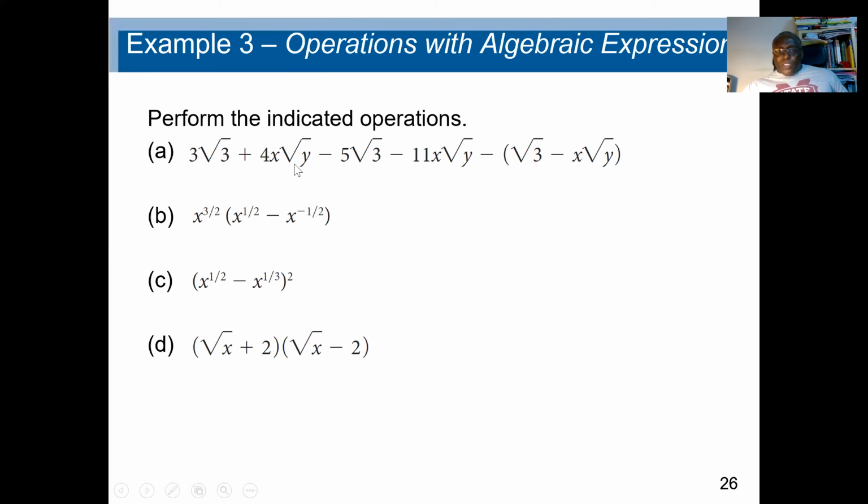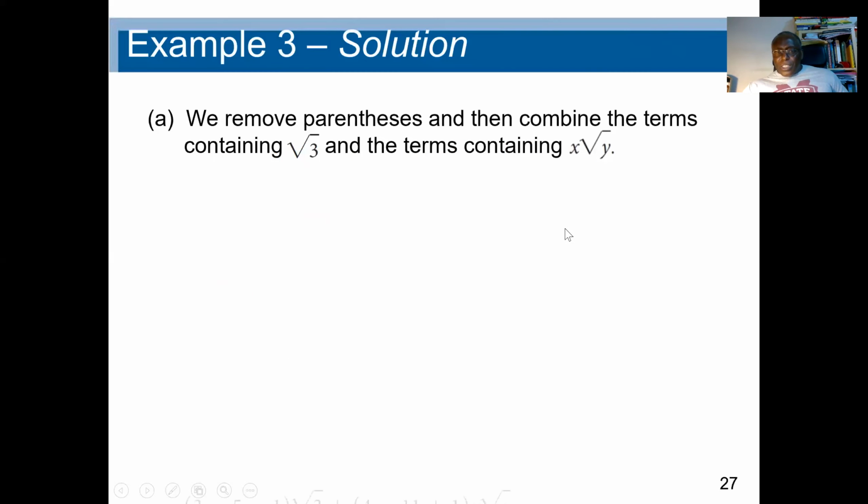The other one is y, so I get 4x square root of y, 11x square root of y. Then this time I have negative and negative, so positive x. So we see that square root of 3 has 3 terms, square root of y has 3 terms, and that's what we get here: 3 minus 5 minus 1, then 4 minus 11 plus 1 x. x is common among all of the terms, so we bring x outside. Then we do our total combination, so 3 minus 5 minus 1 will give me minus 3. Then we keep the square root of y.